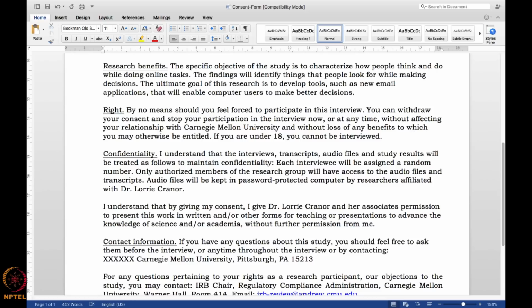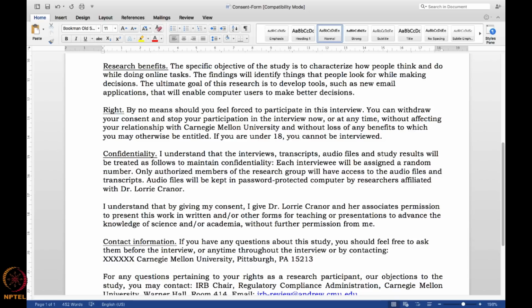By no means should you feel forced to participate in this interview. You can withdraw your consent and stop your participation in the interview now or at any time without affecting your relationship with the university or the organization and without loss of any benefits to which you may otherwise be entitled. Confidentiality: I understand that the interviews, transcripts, audio files, and the study results will be treated as follows. Same thing from the confidentiality section of the proposal.